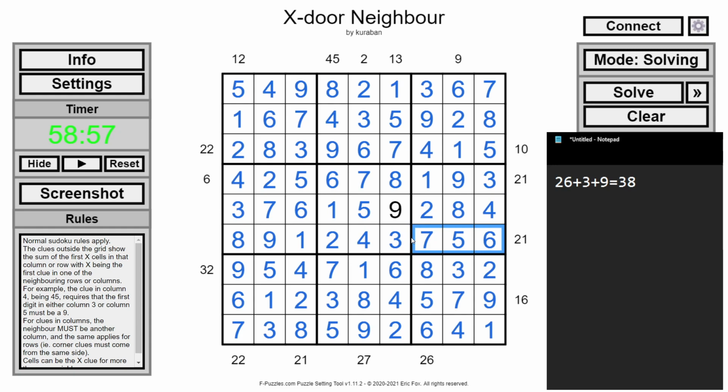This is 4, so this is 10 plus 11. That's correct. That's 16 in 2. That's correct.